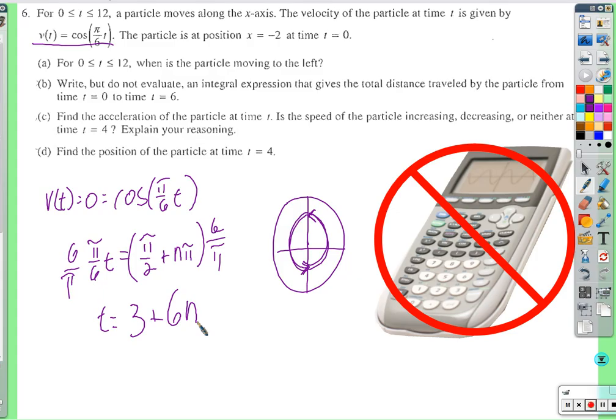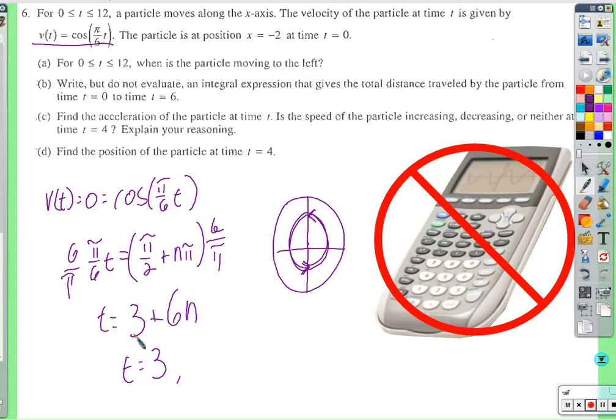So at what times? Any 3 plus 6 times n, n being an integer. So any values of n that would cause this to be a number between zero and 12. Okay, so if we let n be 0, then at 3 seconds, cosine of pi over 2 would be 0, right? So if n is 0, we don't add anything to 3.